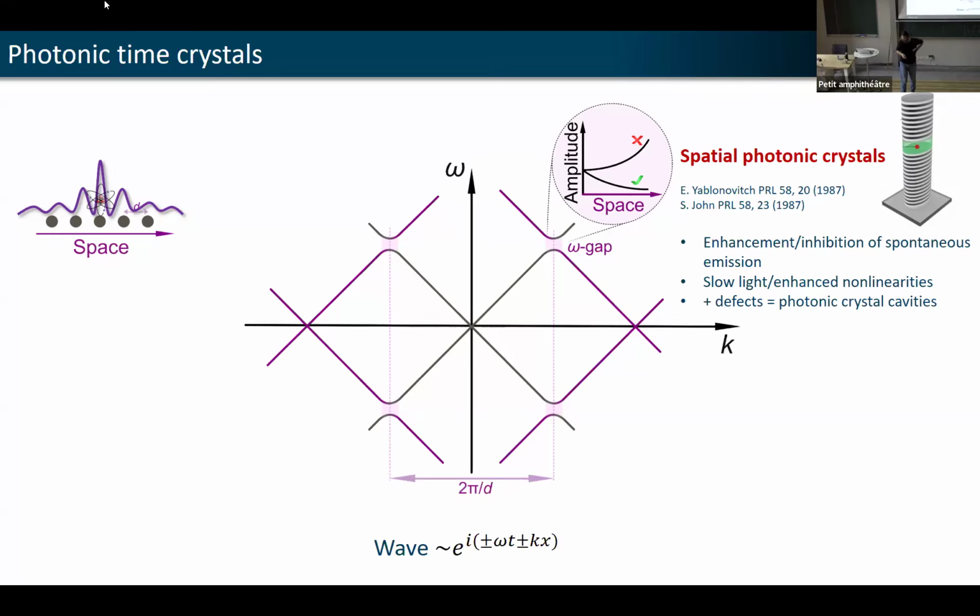And since then, it has really been a central concept in order to engineer light-matter interaction in solid state systems. So typically you can enhance or inhibit spontaneous emission. Here you have small or zero group velocity. This is the derivative of this curve. So you have a slow light effect. You can enhance nonlinearities. And if you create a defect in your photonic space crystal, like this, you basically have Fabry-Perot cavities in which you can put emitters, excitons, anything you want, and realize basically a Fabry-Perot cavity.